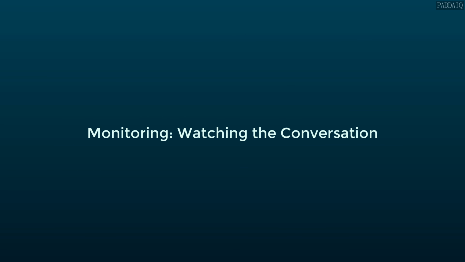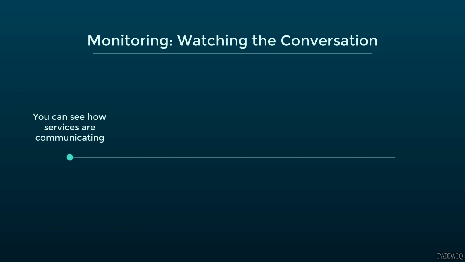Monitoring the conversation. You can see how services are communicating. This means observing the data flow between different BTP services in real time. For instance, when a user submits a form, you can watch the user interface service send that data to the database service. This visibility ensures all parts of your application work together seamlessly.